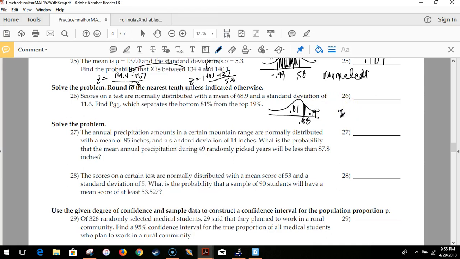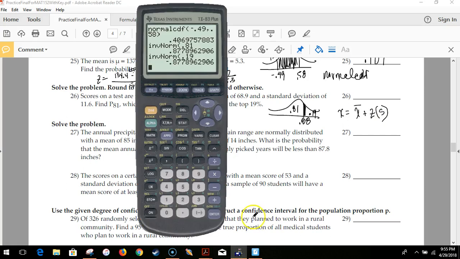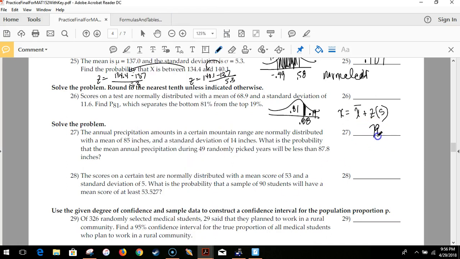X, the number that you would have to get on the test, is going to be the mean plus the standard deviation times that z-score that you just found. So I would need to say 68.9 plus 0.88 times 11.6. 79.11.